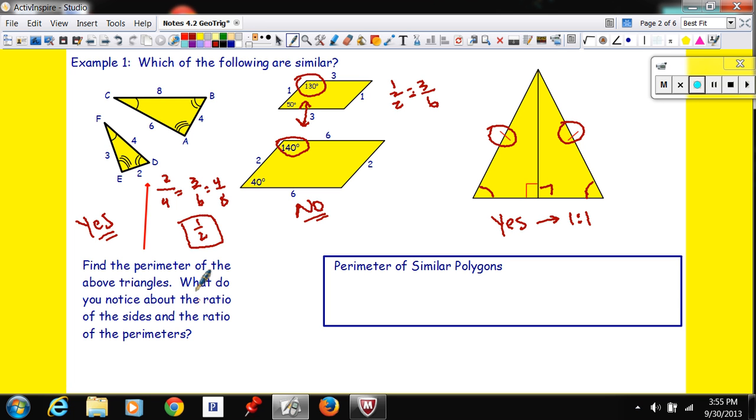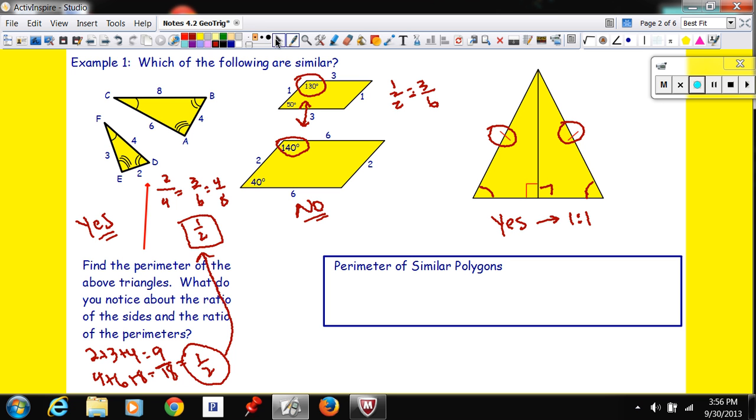Take a look at this little problem down here. It says find the perimeter of the above triangles. So my small triangle has 2 plus 3 plus 4, which is 9. The big triangle has 4 plus 6 plus 8, which is 18. What is 9 over 18 going to reduce to? And if you said 1/2, then you're correct. Reduces to 1/2. What did you notice about all the sides? What did they all reduce to? They all reduce to 1/2.